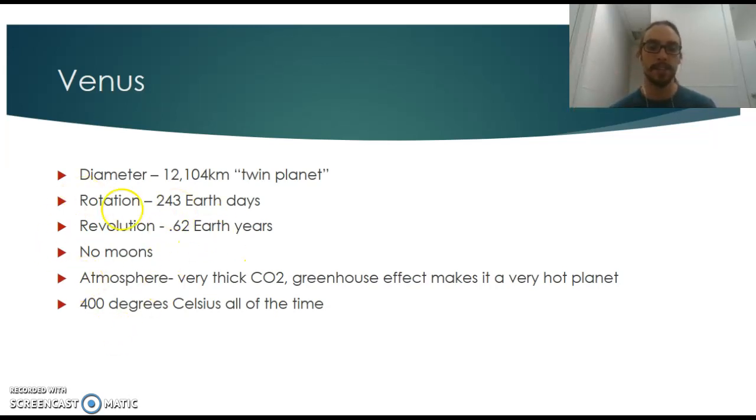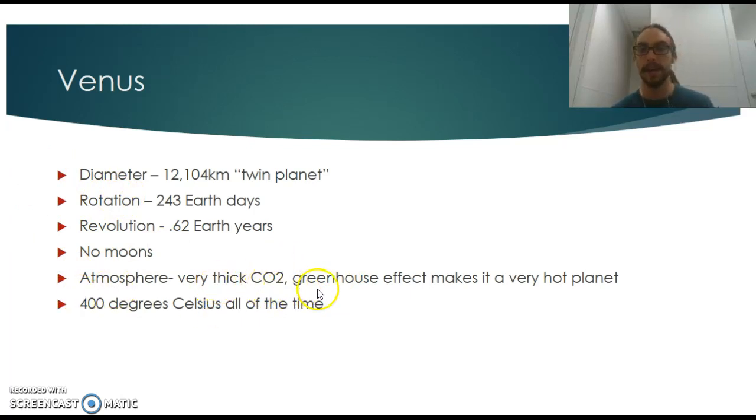So day and night there is a long process. And then its revolution is 0.62 Earth years, which is relatively close. So it takes about 2/3 of the time that the Earth takes to revolve around the sun. That's the revolution. Venus has no moons, and its atmosphere is very, very thick with CO2.